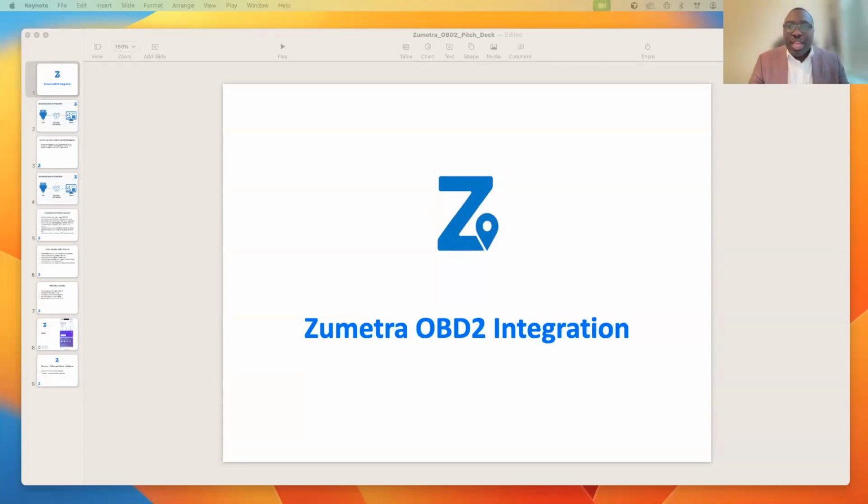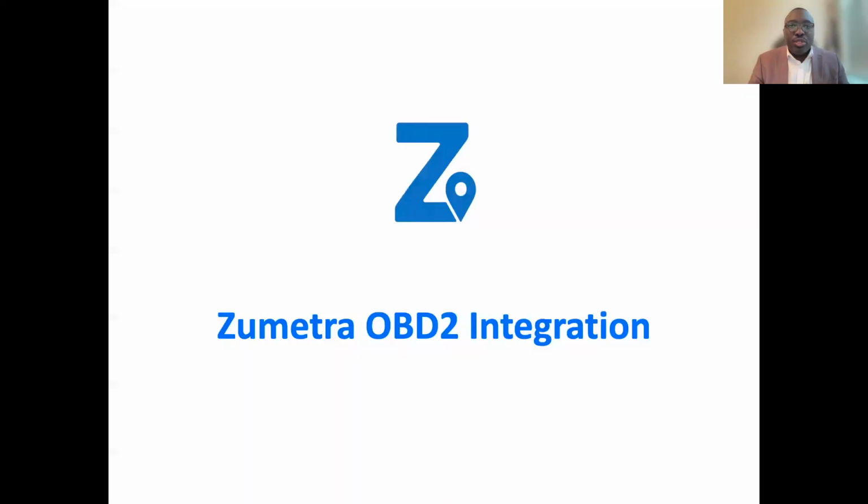All right, so today, like I mentioned, we are looking at a Zumetra OBD2 integration, okay? Zumetra obviously is an artificial intelligence powered vehicle intelligence platform, all right? What that means is essentially you want to know the health of your vehicle, right? And not only that, but also tracking the mileage of your vehicle.